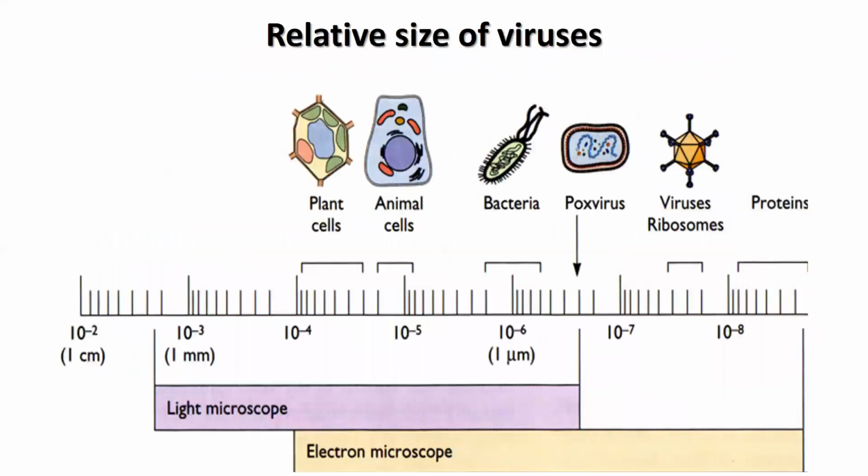Viruses are generally nanometers in size. This makes it impossible to visualize viruses using a light microscope. In order to look at a viral particle, an electron microscope is required.